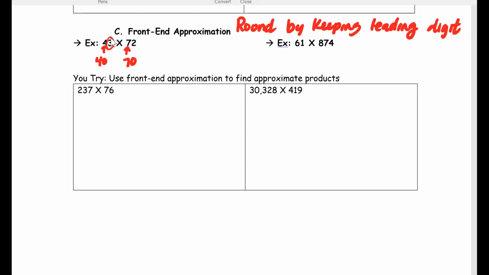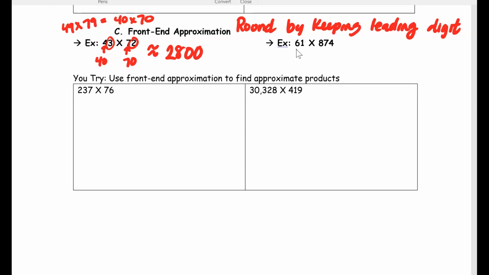It does not matter that this is a 3 and the 2. Those do not factor into it whatsoever. So if it was like 49 times 79, even though those are really close to 50 and 80, you would still do 40 times 70 if you were asked to do front-end approximation. The reason this method is sometimes worth using is because it just makes it really simple for kids. So this is a really good way to practice rounding that's a little bit simpler than using our traditional rounding rules where you have to look at the number to the right and see if it's 5 or greater. So 40 times 70 is about 28, 2 zeros, 2,800.